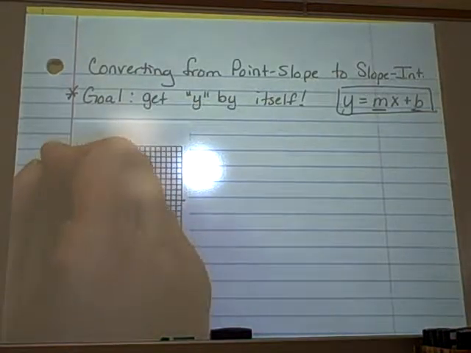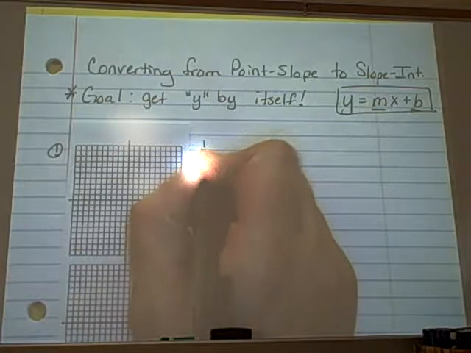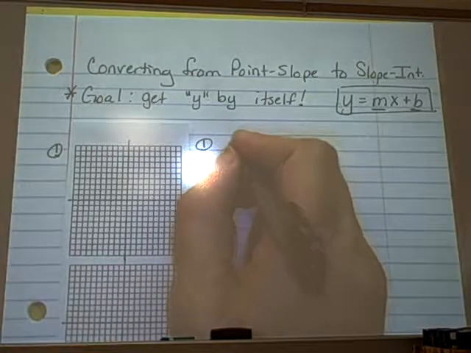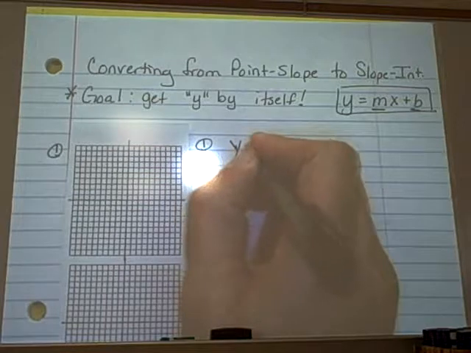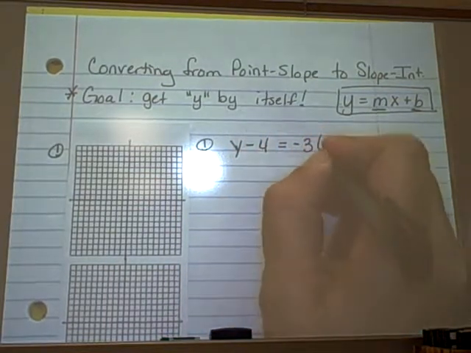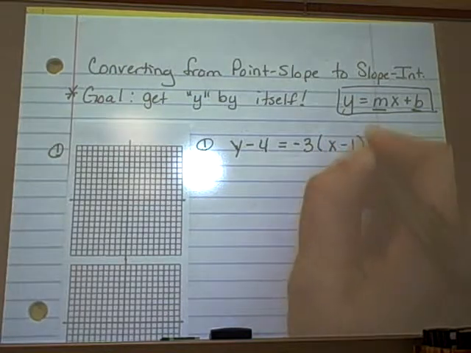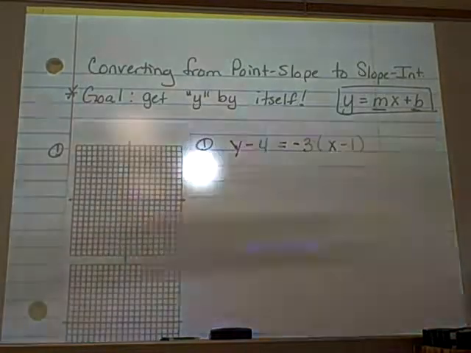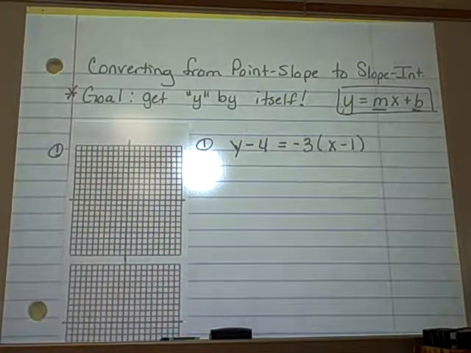So on the first one, I'm going to give it to you to start with in point-slope form, and then we're going to work on converting it to slope-intercept form. So it starts out in point-slope, so it's y minus 4 equals negative 3 times x minus 1. So write that down. Y minus 4 equals negative 3 times x minus 1.